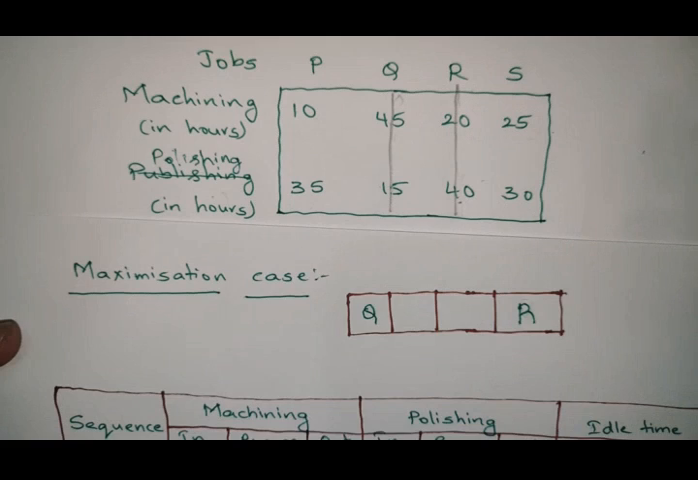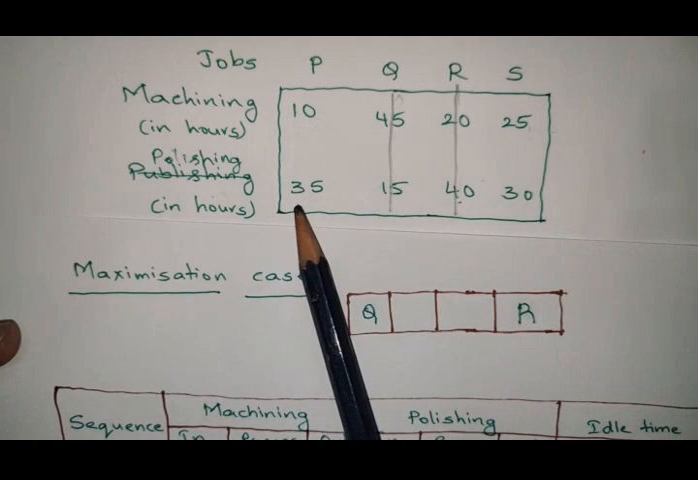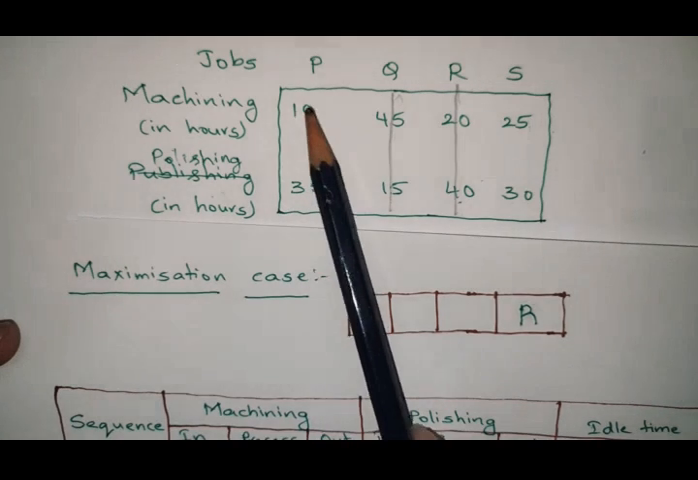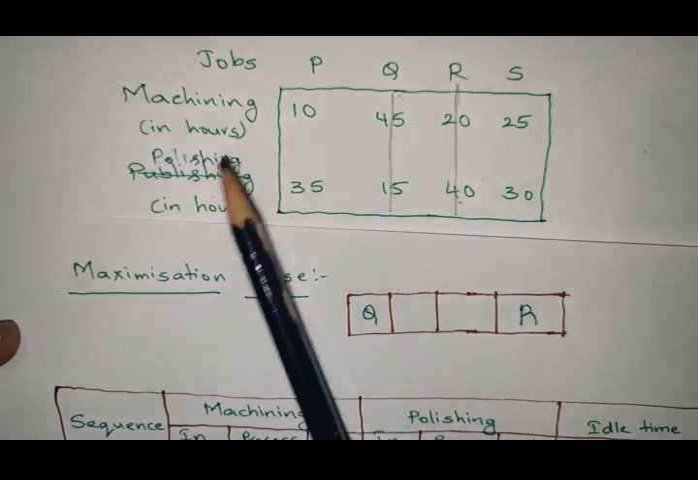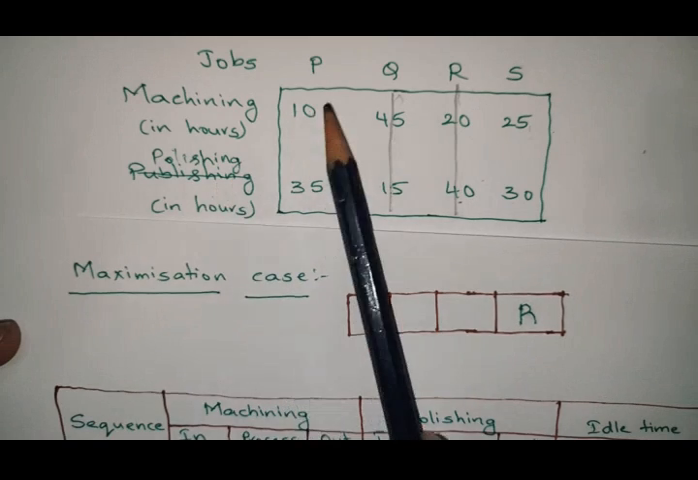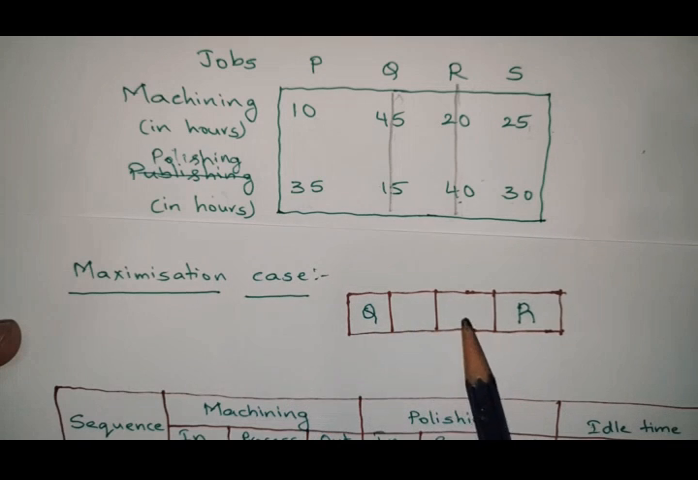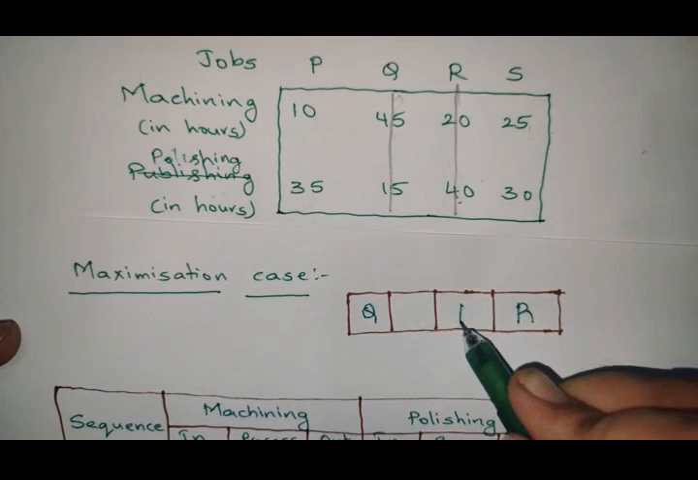Next, among the remaining 4 values, the maximum value is 35, corresponding to job P, which is present on the second process. So we need to write P on the right side of these two grids. In these two grids, the right side is this one. So here I am writing P.